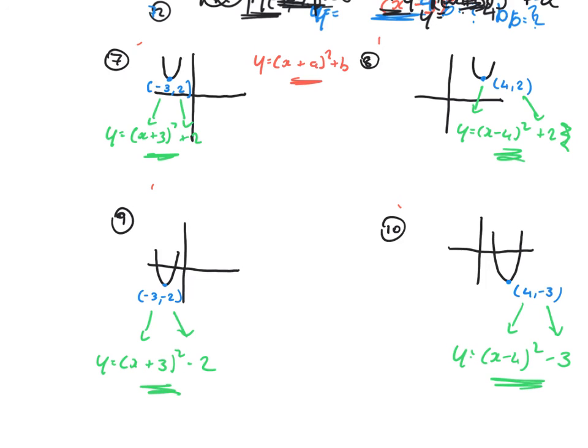Okay, so let's just go over that again. Change the sign of the minus 3, plus 3, don't change the sign of the 2, change the sign of the 4, minus 4, don't change the sign of the 2, change the sign of the minus 3, plus 3, don't change the sign of the minus 2, change the sign of the 4, minus 4, and don't change the sign of the minus 3.